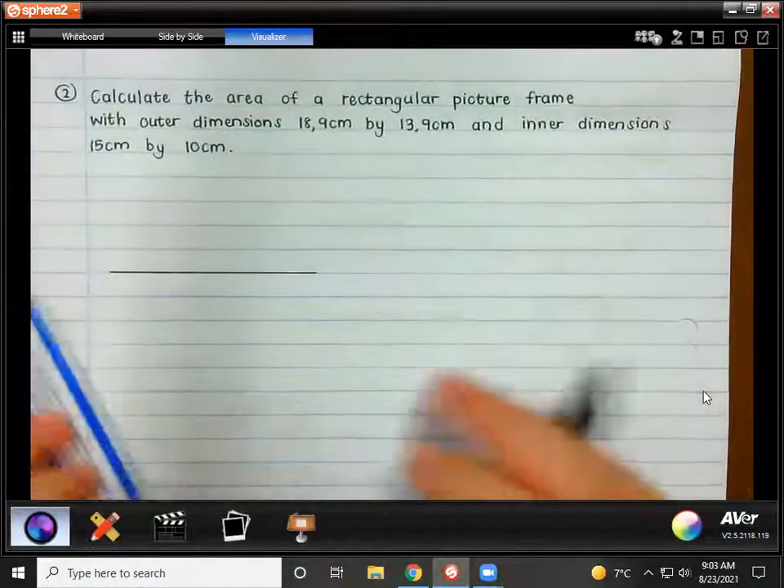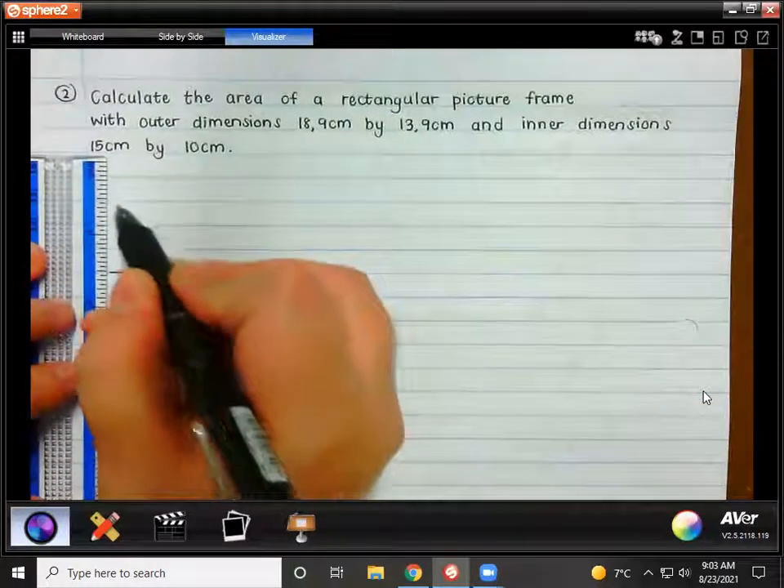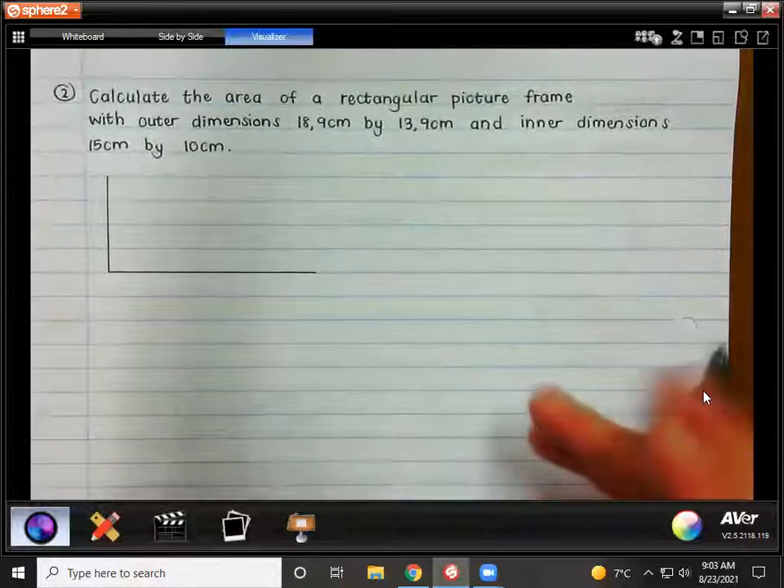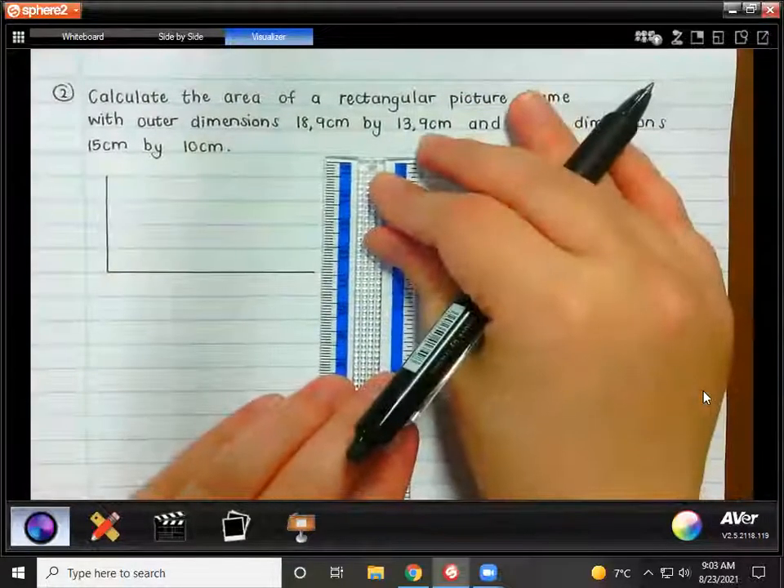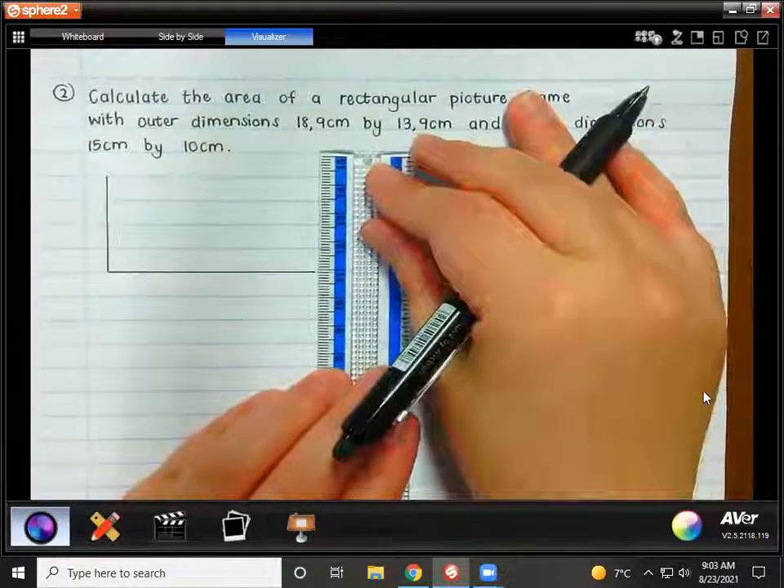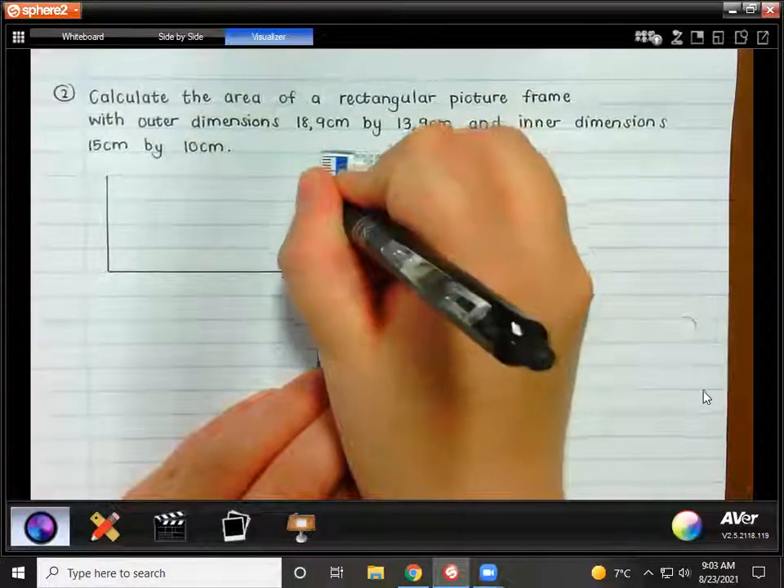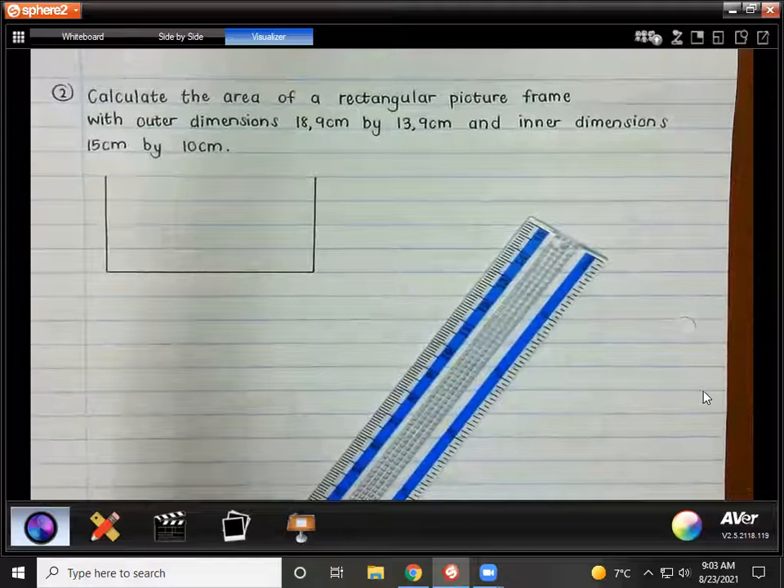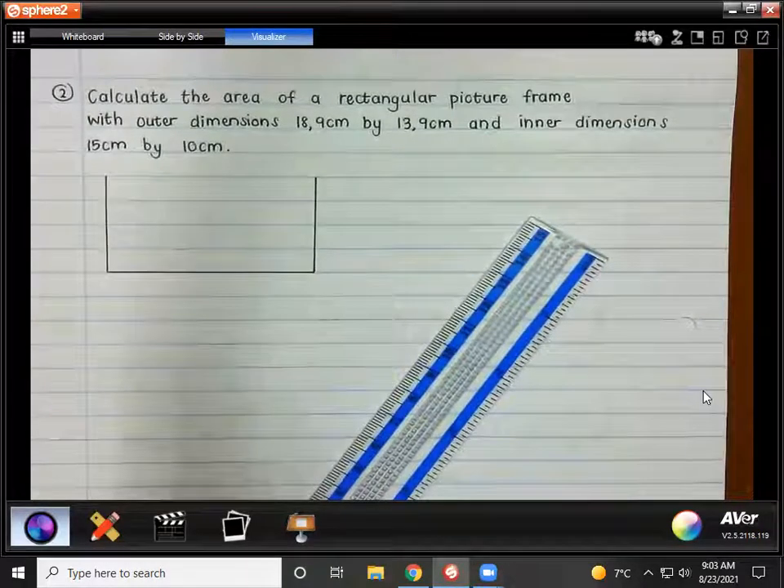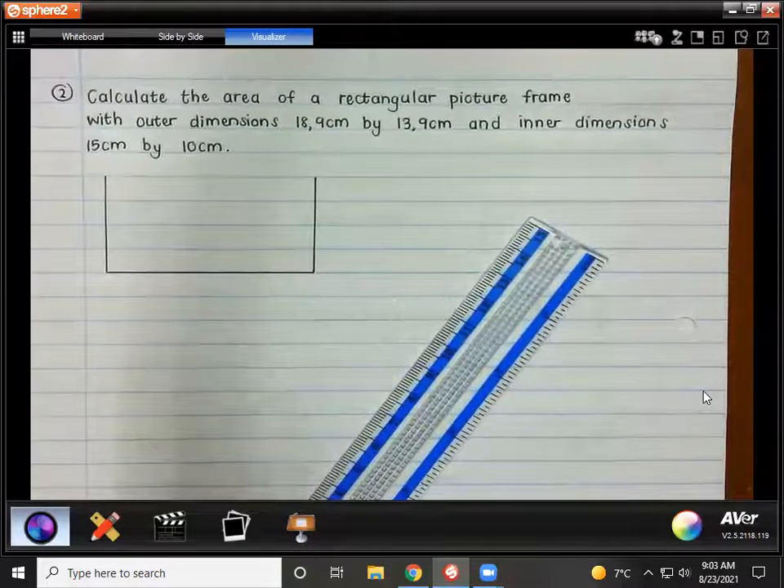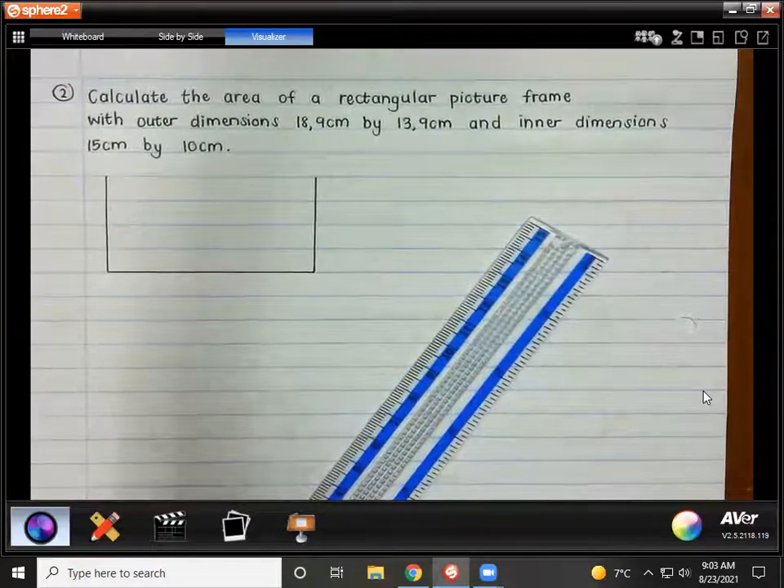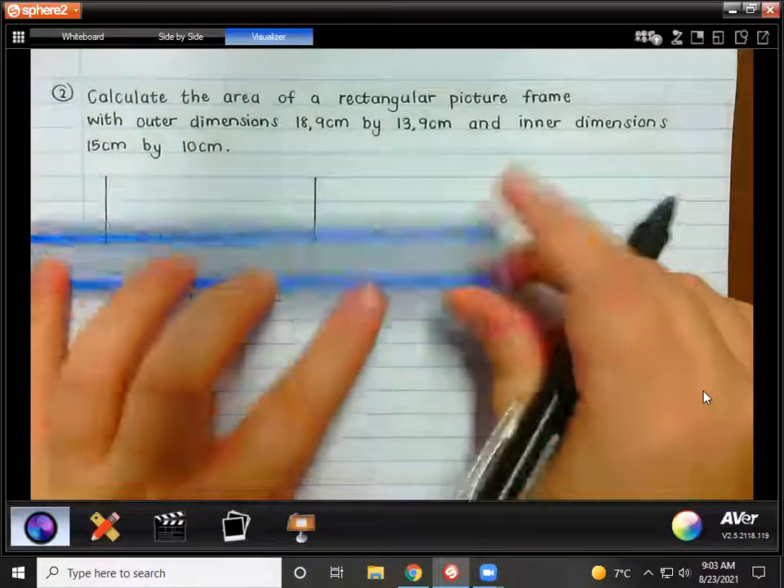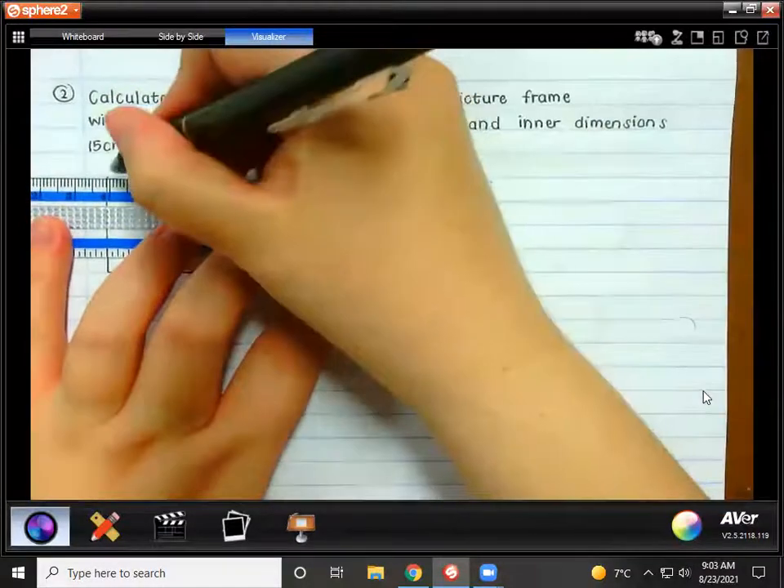Okay, in this question, they didn't actually give a picture, but we can just draw one, all right, because we all know what a rectangle looks like. And are we understanding what they're saying when they say outer dimensions and inner dimensions? Because, guys, a picture frame is not like a solid piece of wood, all right? It's actually a border. So that's what they're asking for. They're asking for the area of that border. Okay, so they've given us the outer dimensions and then the inner dimensions as well. So let's just try and draw that.